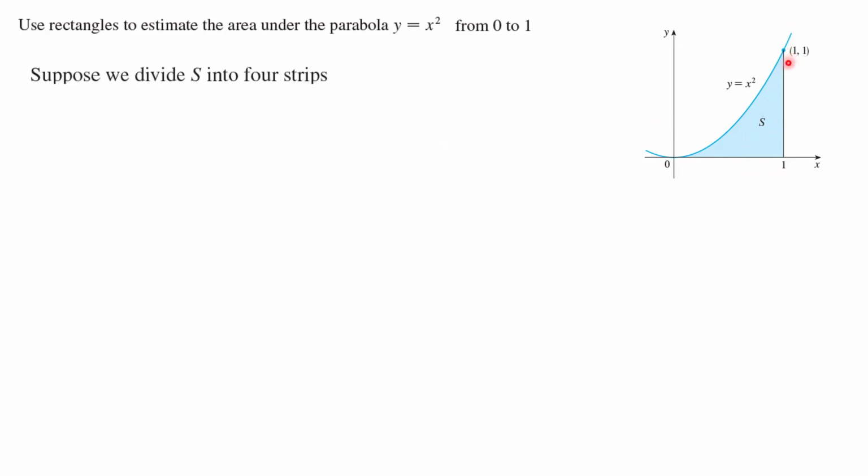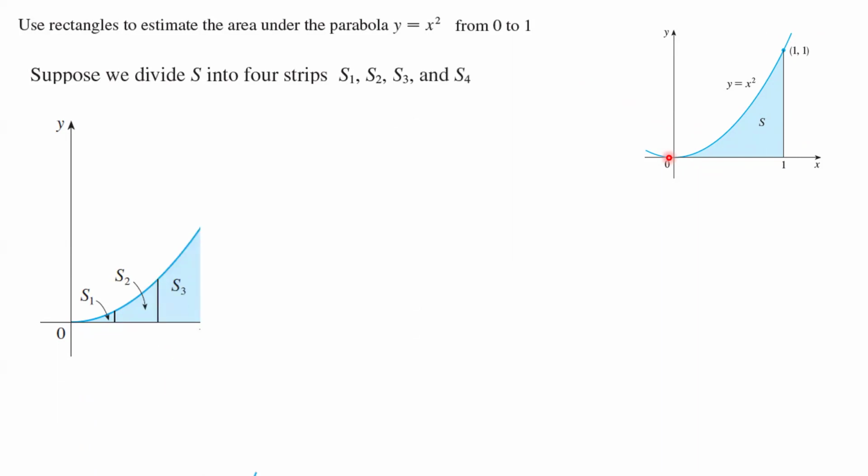Suppose we divide S, which is the area below the curve, bounded by the positive part of the x-axis and this vertical line, into 4 strips, S sub 1, S sub 2, S sub 3, and S sub 4. So basically dividing this into 1, 2, 3, 4 pieces. Please note that on the horizontal line, these lengths are all the same. For now, we're going to introduce 2 different methods of approximating the area.